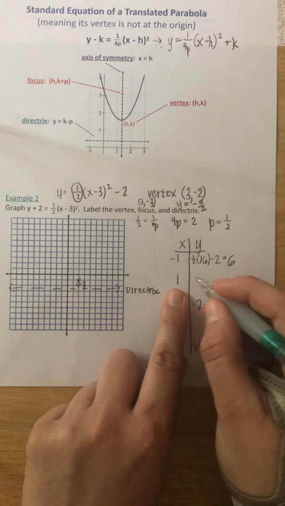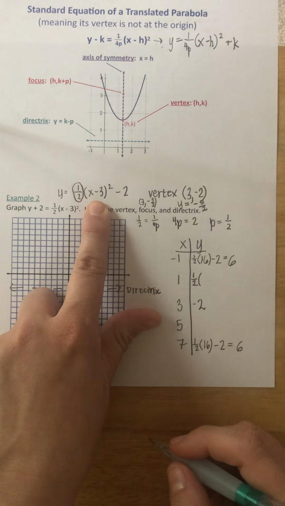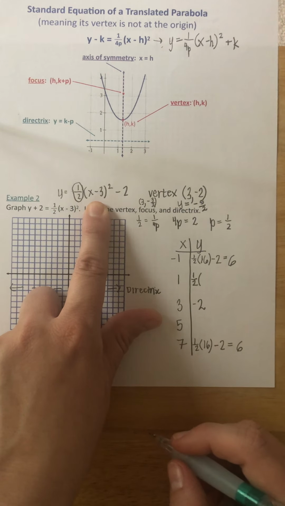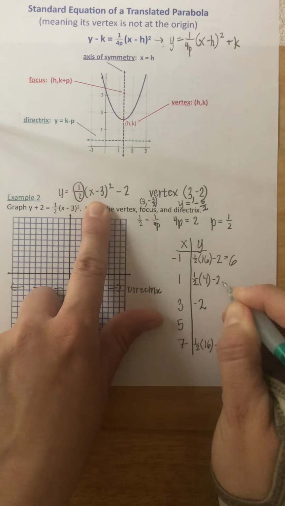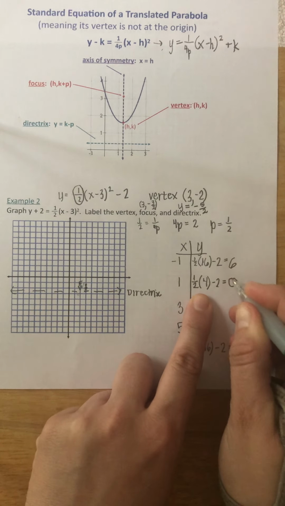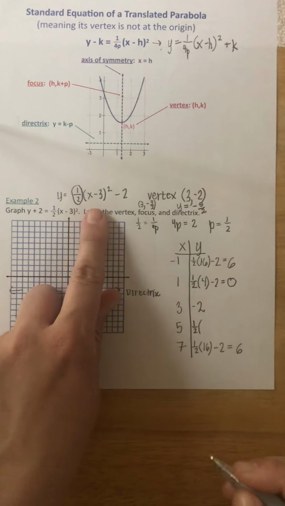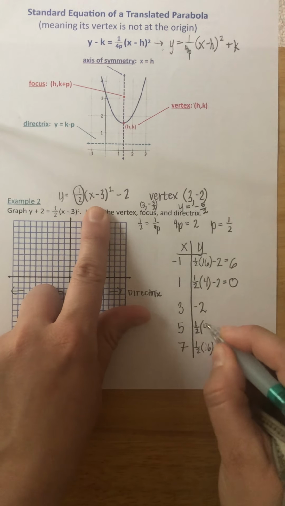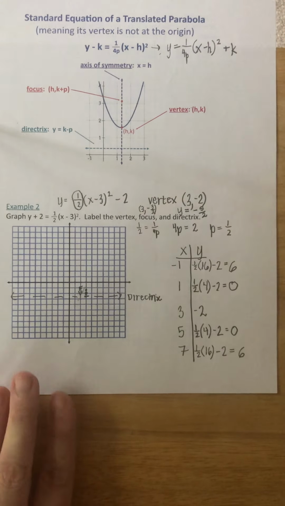All right, now let's plug in a 1. So I've still got the fraction out front. Now I'm going to do 1 minus 3, which is -2. -2 squared is 4. All right, half of 4 is 2. 2 minus 2 is 0. This should be the same thing, but let's plug it in and make sure. So 5 minus 3 is 2. 2 squared is 4. Half of 4 is 2. 2 minus 2 is 0.